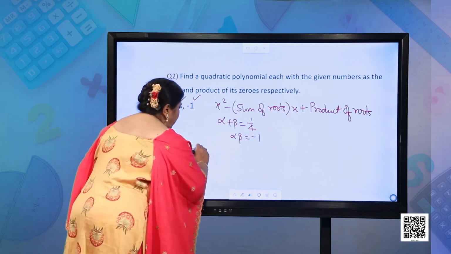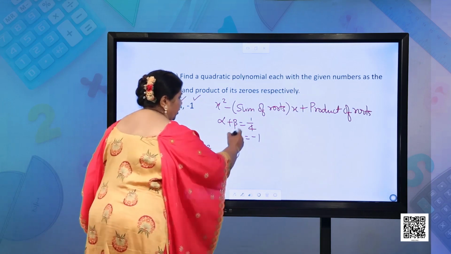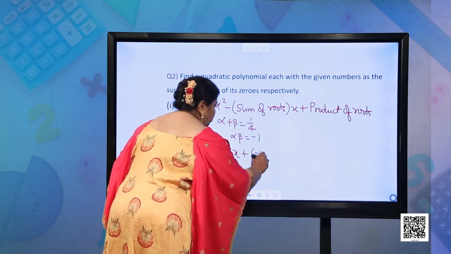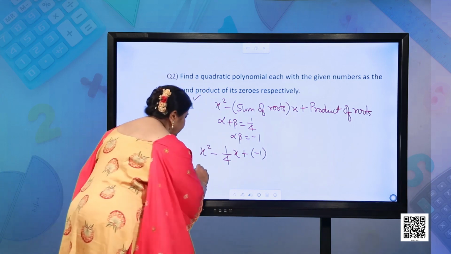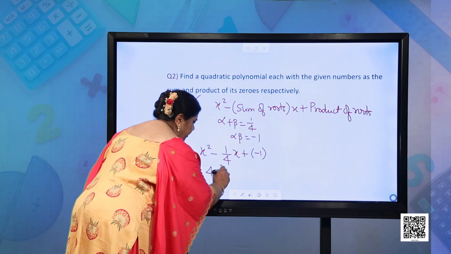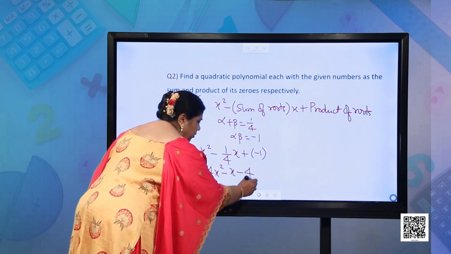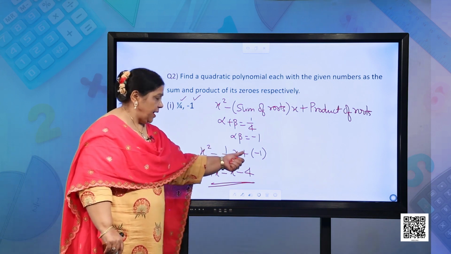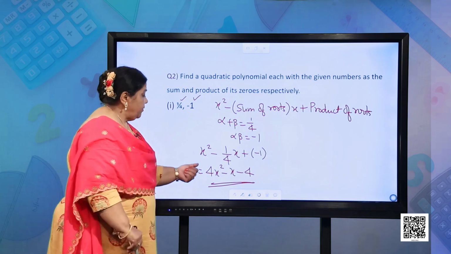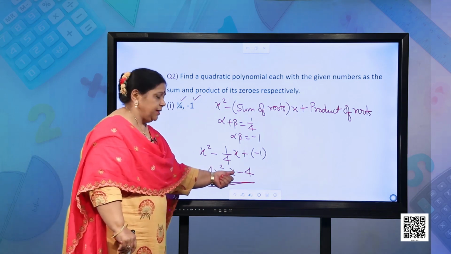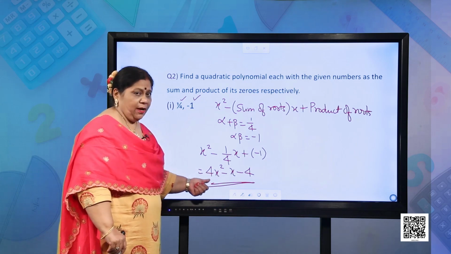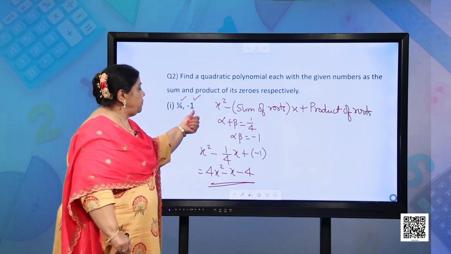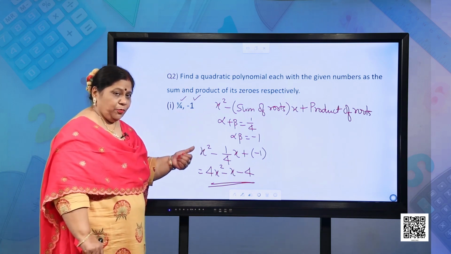Okay. So, let me write down x square minus what is sum of the roots? It is 1 upon 4 into x plus product of the roots, which can be simplified as 4x square minus x minus 4. So, students, we get x square minus 1 upon 4x plus of minus 1, which can be simplified as 4x square minus 1x minus 4. This is the quadratic polynomial of the given values for sum of the roots and product of the roots as 1 upon 4 and minus 1 respectively. I hope you have followed.